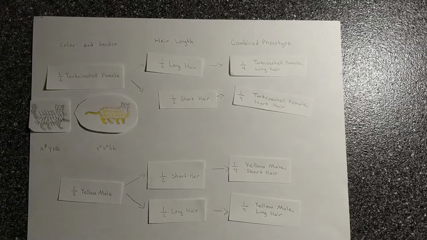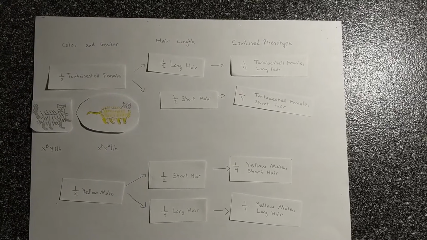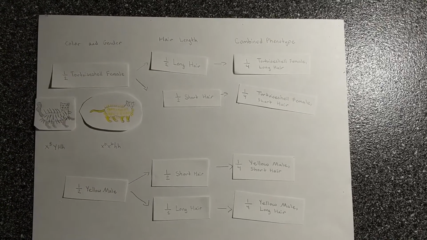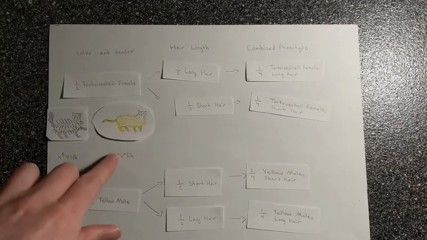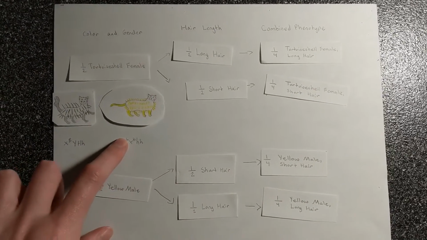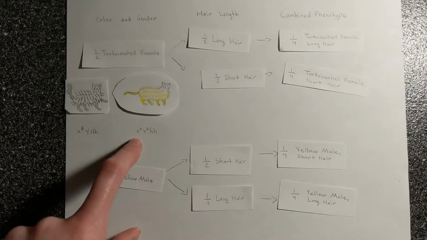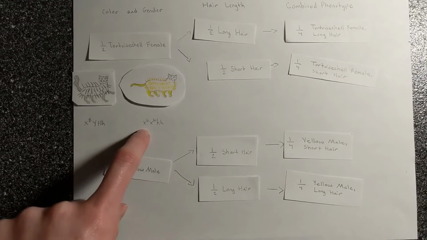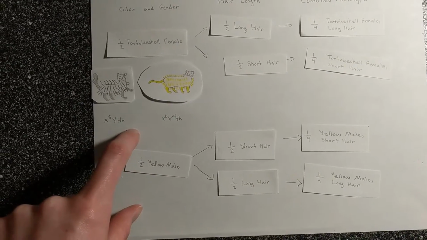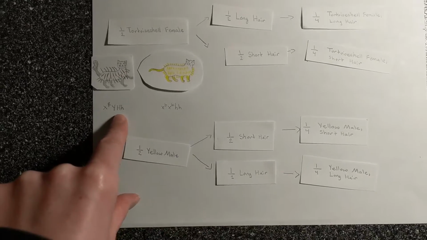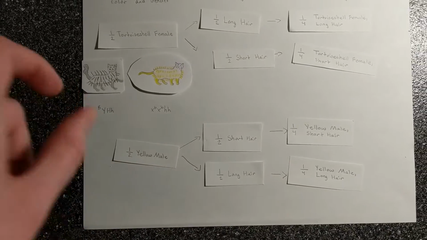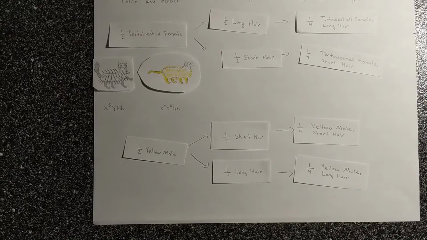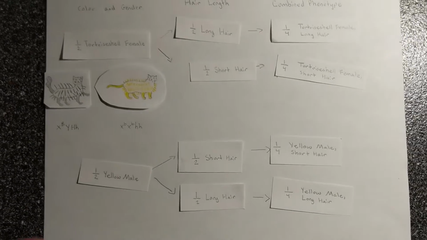If a yellow, short-haired female is crossed with a black male heterozygous for long hair, there can be 4 different phenotypes. The yellow, short-haired female's genotype is X^b X^b h h. And the black, long-haired male's genotype is X^B Y H h. One way to see the different phenotypes that can be produced is by using a branch diagram.